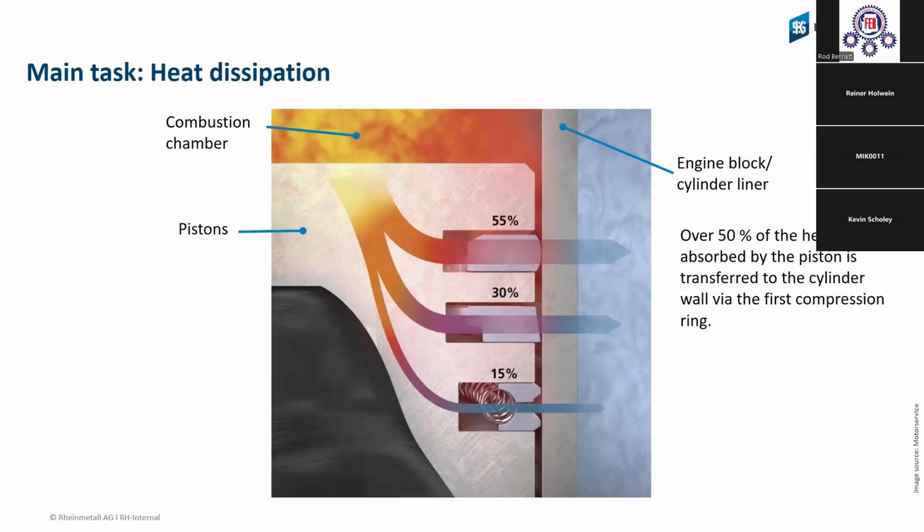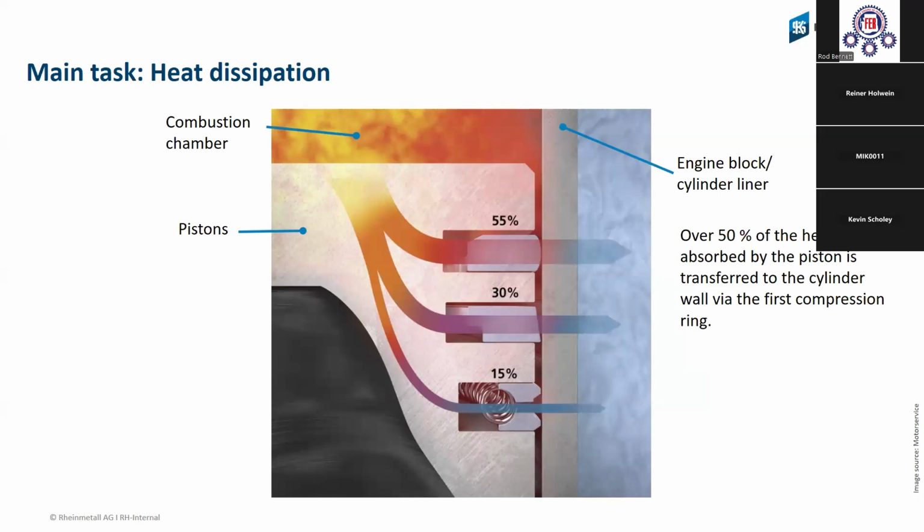And this is what you see in this picture. We see the first piston ring, because it is on the top, very close to the piston crown. This can be 55% of the heat from the piston rings together. They can move 55% of the heat to the cylinder surface. The second ring takes 30% and the last 15%.